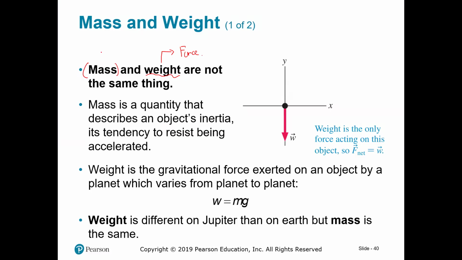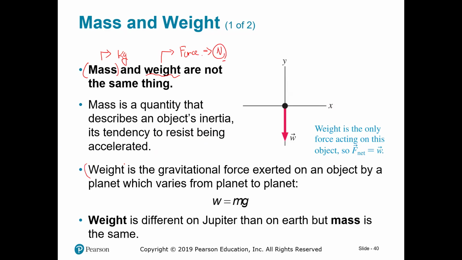Okay, the unit for weight. The unit for mass is the kilogram, and the unit for weight is the Newton, right? Mass is a quantity that describes an object's inertia, its tendency to resist being accelerated, right?